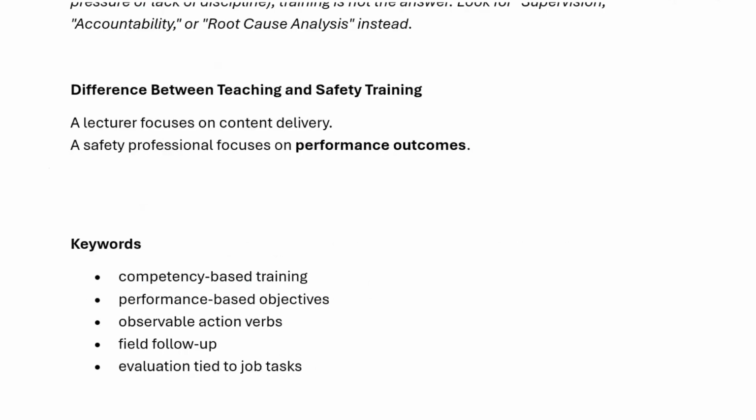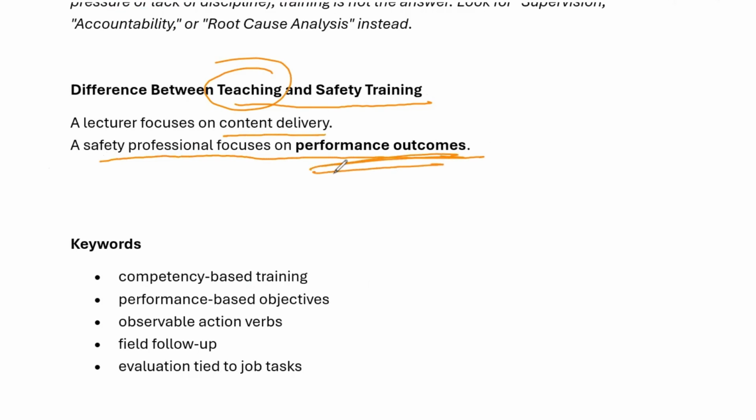Now, what is the difference between teaching and safety training? See, teaching, the lecture that you get in your classroom or in your college, that is teaching. Lecture focuses on just content delivery. But when a safety professional gives training, it is about performance outcome. The performance must improve. The college teacher will just give you the lecture and you go. That is not performance based.